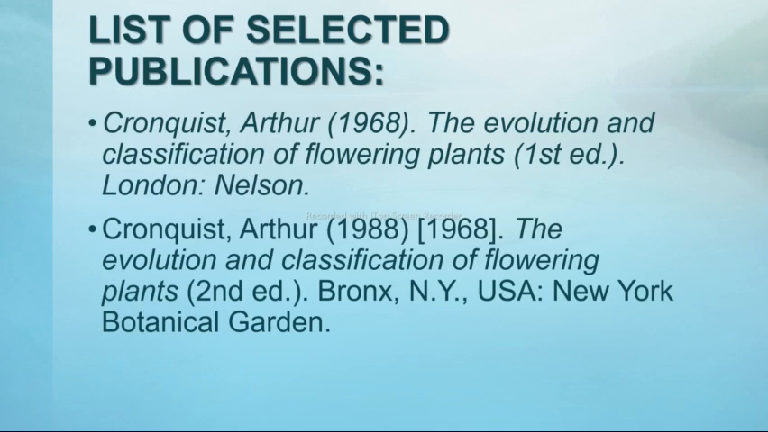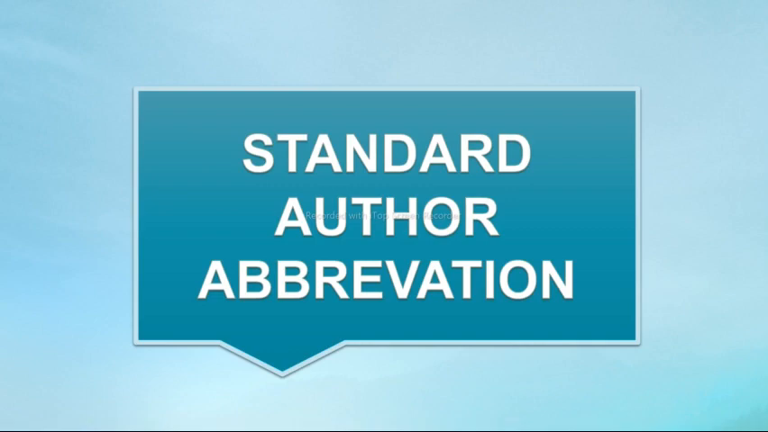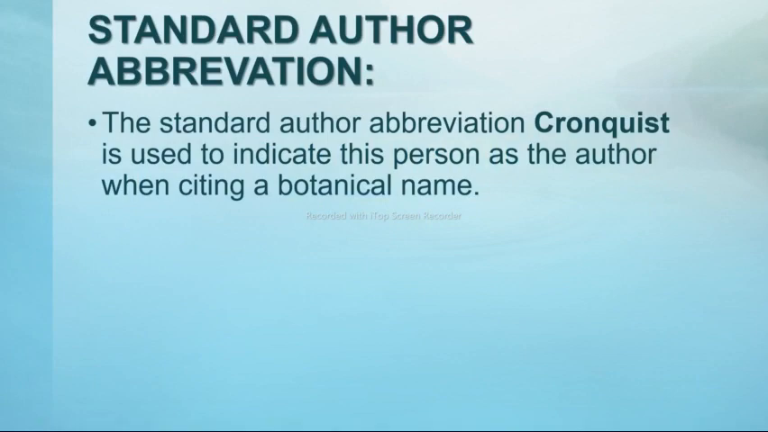So the next is Cronquist, author, 1988 and 1968, The Evolution and Classification of Flowering Plants, second edition, Bronx, New York, USA, New York Botanical Garden. Next I'm going to discuss the standard author abbreviation. The standard author abbreviation Cronquist is used to indicate this person as the author when citing a botanical name.